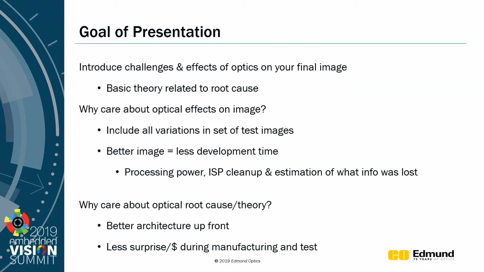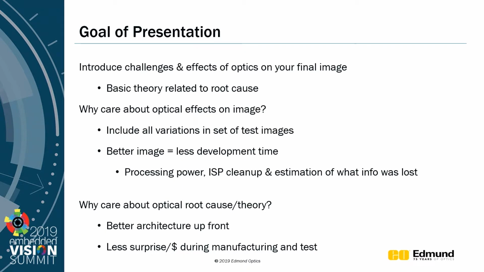And so the goal of today is mainly to introduce some of the challenges and effects of optics on your final image, and some of the basic theory related to the root cause of some of these issues you'll see in your image or challenges you'll see when matching a lens up to a sensor. And I think most of the people here are image processing people, and if you're not working on the hardware, you should still be familiar with the image coming in and why it looks the way it does. You can include all the variations that you might get from your lens in your test data set, if you understand what all these variations might be.